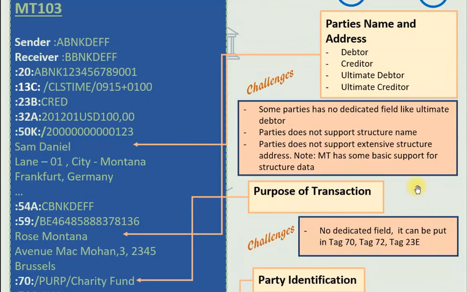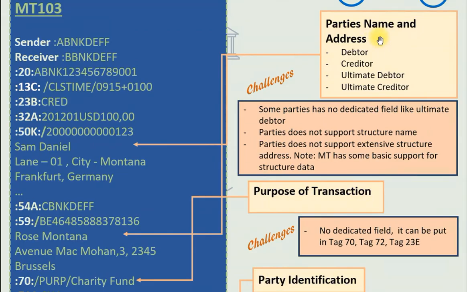First of all, let's understand the scope of compliance for a transaction which we are doing currently. For the MT103, we have taken a reference example and we are trying to highlight how the compliance works and also what the challenges in the MT world are. First of all, the compliance works on three main criteria. The first one is the party's name and address. The second one is the purpose of transaction. The third one is the party identification.